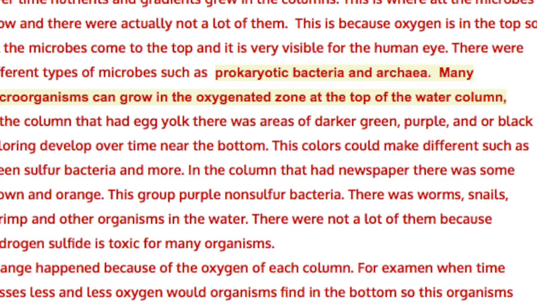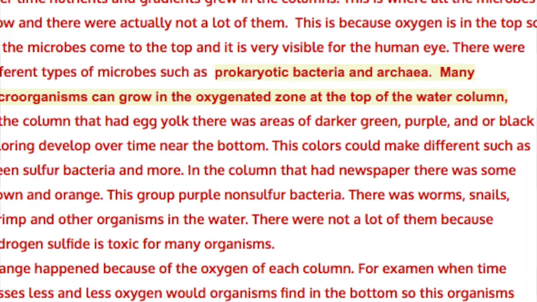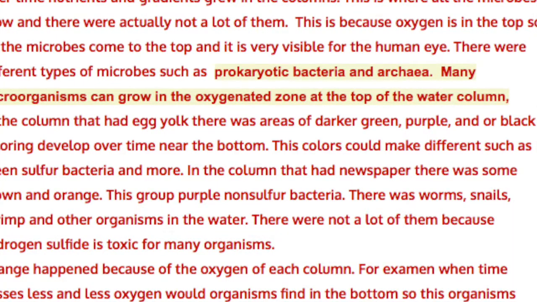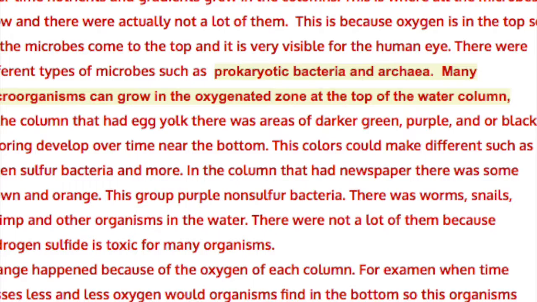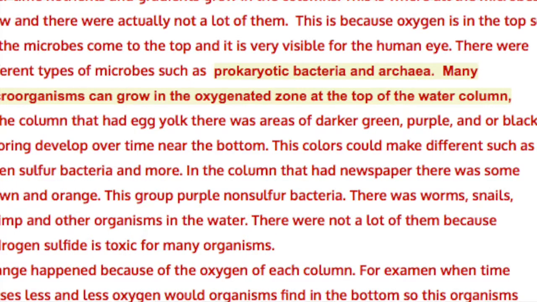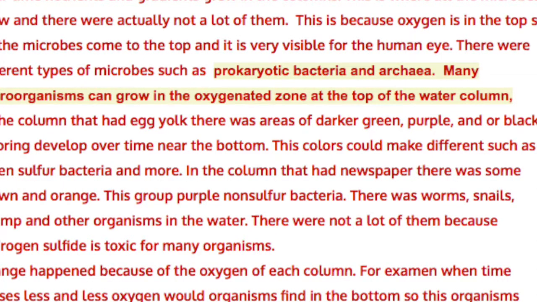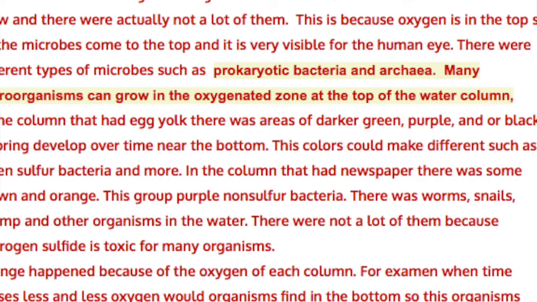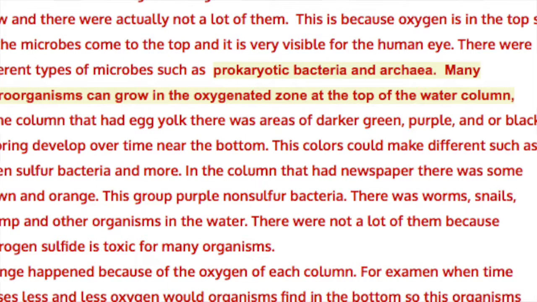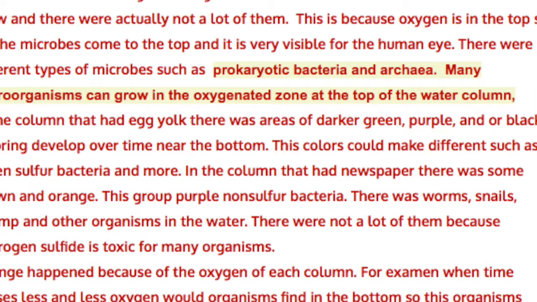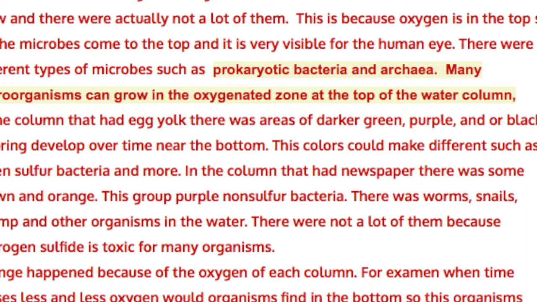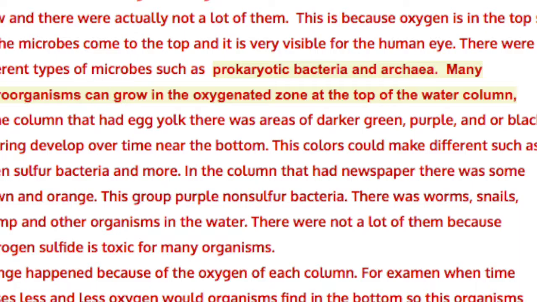There were not a lot of them because hydrogen sulfide is toxic for many organisms. Change happened because of the oxygen of each column. For example, when time passes, less and less oxygen will organisms find at the bottom, so these organisms will come up and it will be visible. Also, colors will drastically change. Colors such as purple, red, orange, green, and more will appear in the columns.